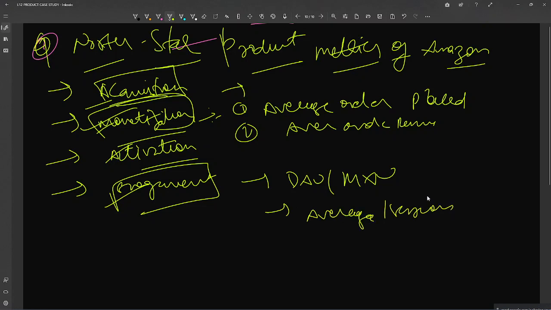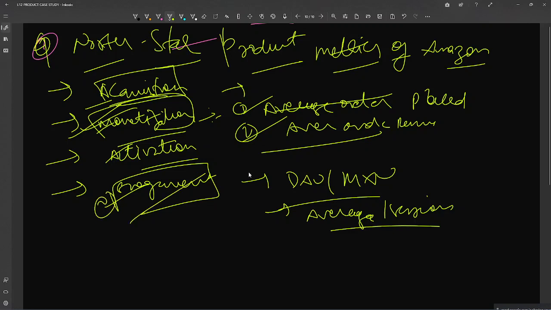So when you are giving an interview, you have to say North Star metrics. I will club that answer into two buckets. First we talk about the monetization metrics: average order placed, average order revenue. Then you say engagement: DAU, MAU, average session per user.